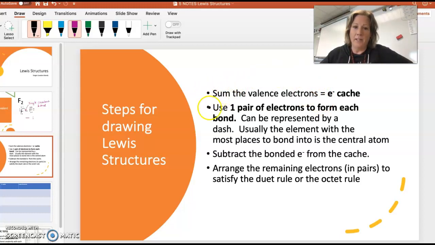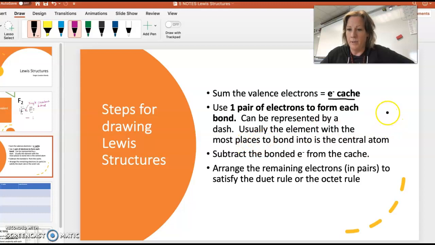So these are the steps that we're going to follow. We're going to add up all of our valence electrons, which we're going to call an electron cache, like a storage of electrons. Then we're going to form bonds between all of the elements. And if there are more than 2, you want to put the element that has the most unpaired electrons in the middle.